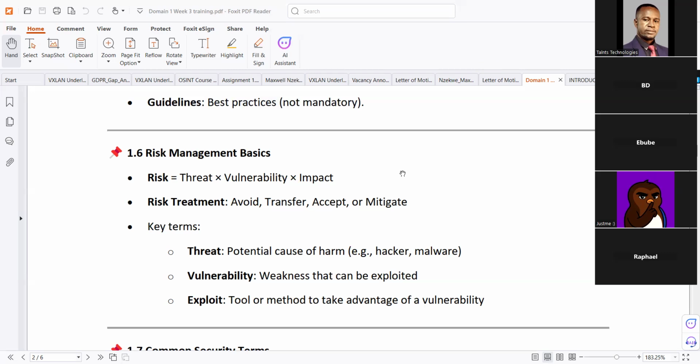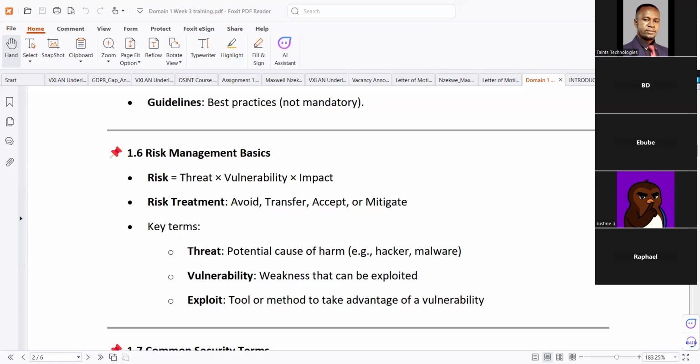So, risk management basics. What is risk? I don't want to take risk. What is risk? Like, I would say risk is doing what you're afraid to do, like taking huge steps to do something unimaginable. Okay.